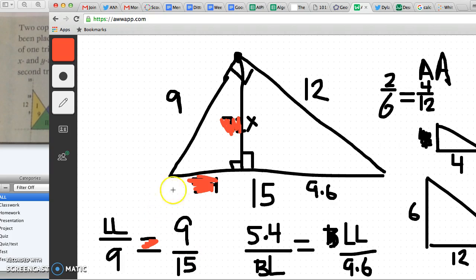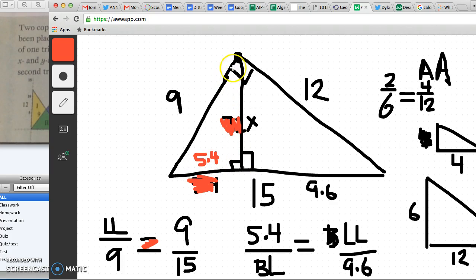This proportion, solving for it, gave me this 5.4 right here. This little leg has to be 5.4 based on solving that proportion. Based on subtraction, this has to be 9.6. Then x becomes the fulcrum point that I can use for another proportion.